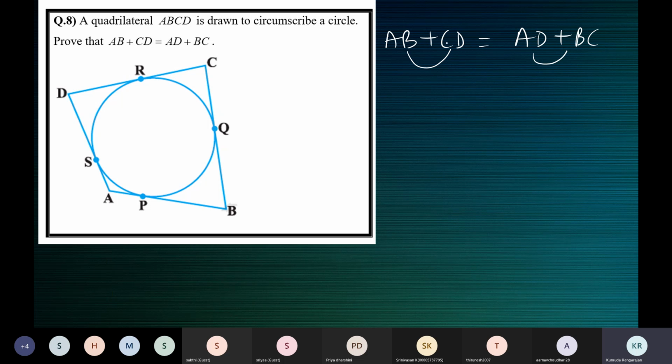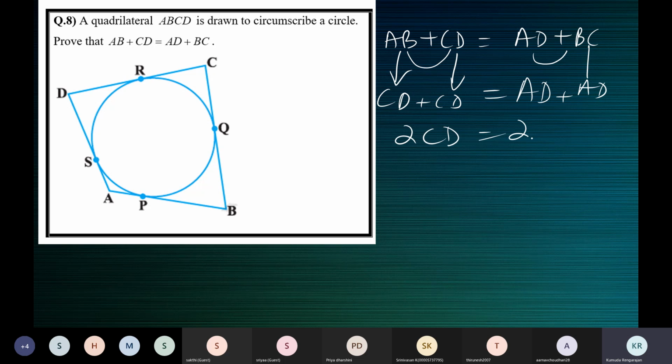AB and CD are the opposite sides and they're equal because it's a parallelogram. Either you can write AB plus AB or CD plus CD. Why? Because AB is equal to CD, opposite sides are equal in a parallelogram. You can write AD as it is and write BC as AD because BC is equal to AD, opposite sides are equal in a parallelogram. So this gives you twice CD is equal to twice AD. So CD is equal to AD.